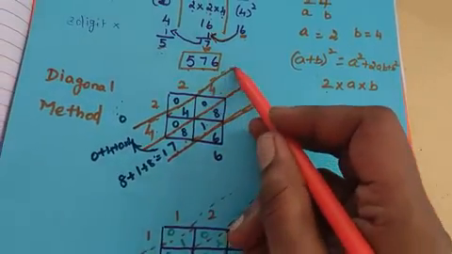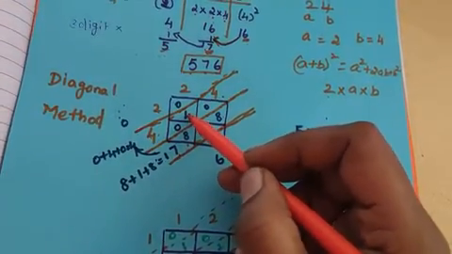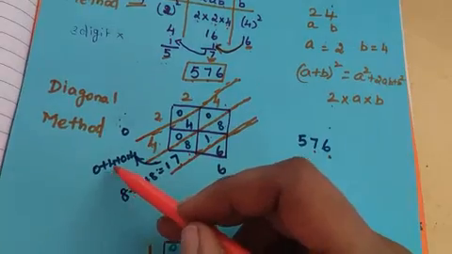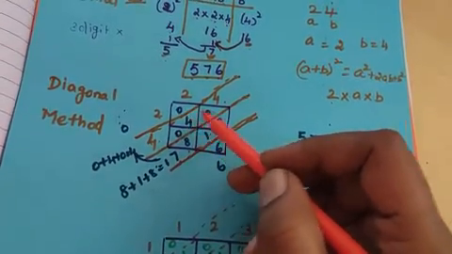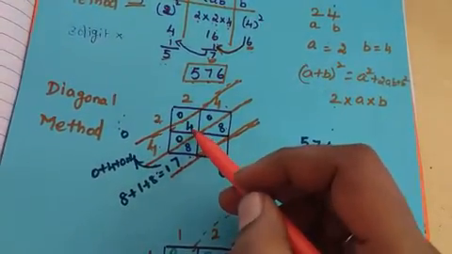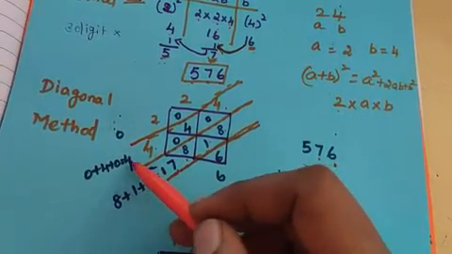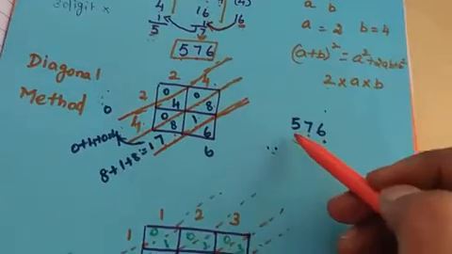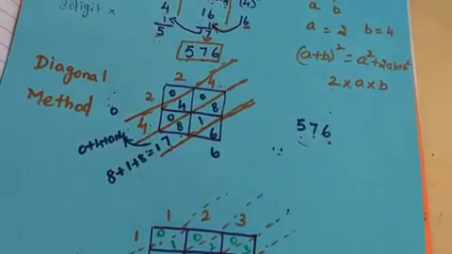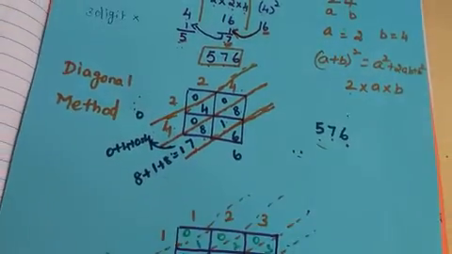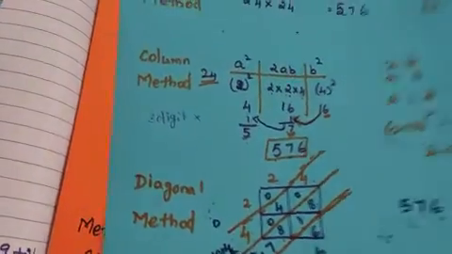So if you take this diagonal, here 4 alone. So 4 plus 0, here 0 plus 4 plus 0. So 0 added with any number, you will get the same number, 4. But this 1 also comes here. 4 plus 1 is 5. So 576. I hope this point is clear. Now come to the next one.